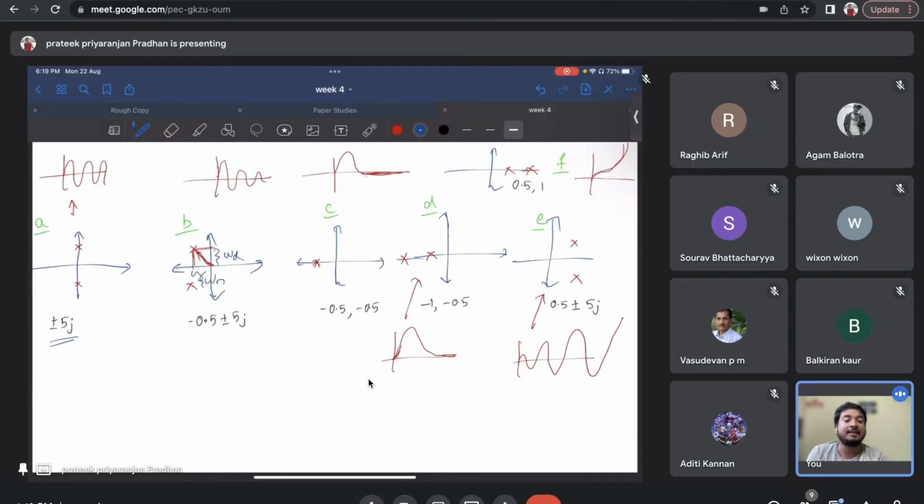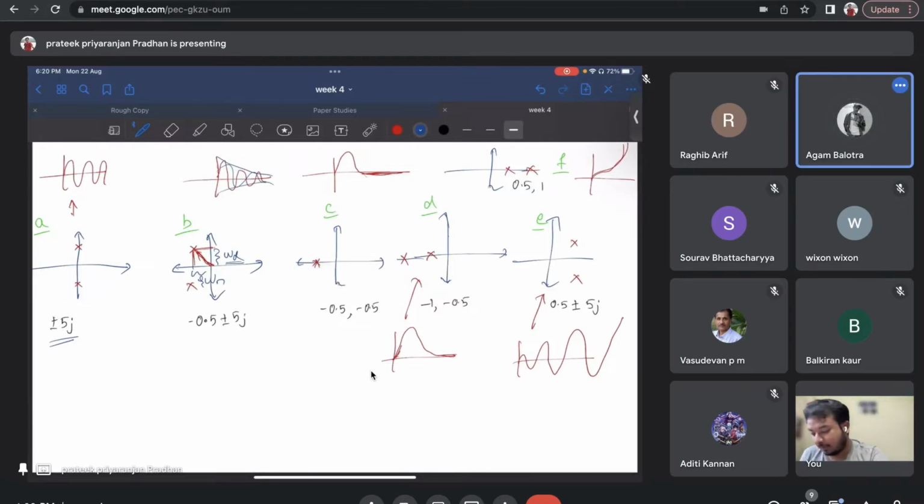Initially, when the system didn't have any damping, what is the system's frequency? That is called the natural frequency. Now, when the damping is introduced, this omega d is called the damped frequency. There are two terms. Because of the poles in the left hand side, it dies out and converges to zero.